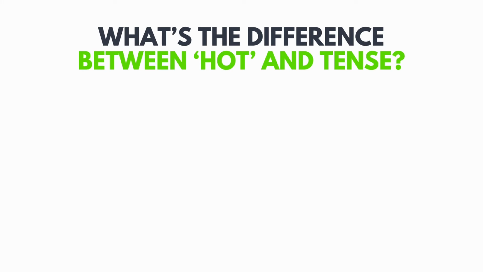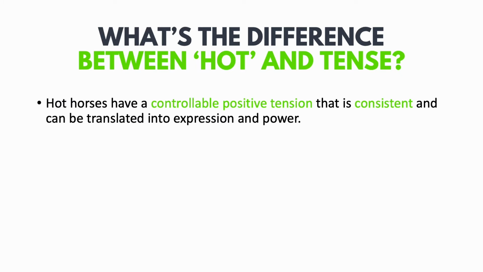Okay, so now let's move on to look at the difference between a hot horse and a tense horse. Because these days, many top dressage riders do favour hot horses. Hot horses have a controllable positive tension that is consistent, and that can be translated into expression and power. If you can do that correctly, then you can achieve some really big dressage scores. However, it's crucial that you don't confuse hot with tense.